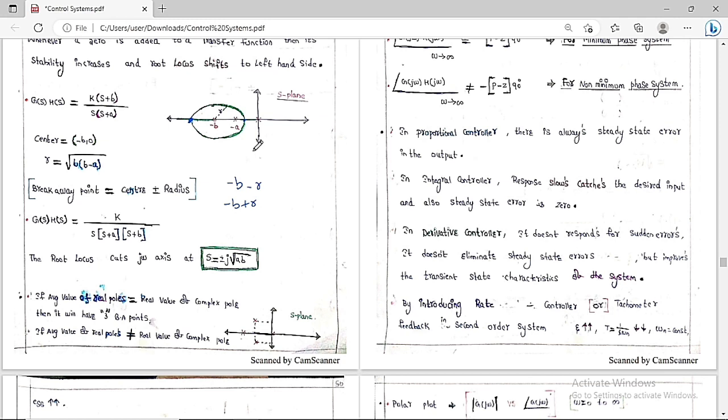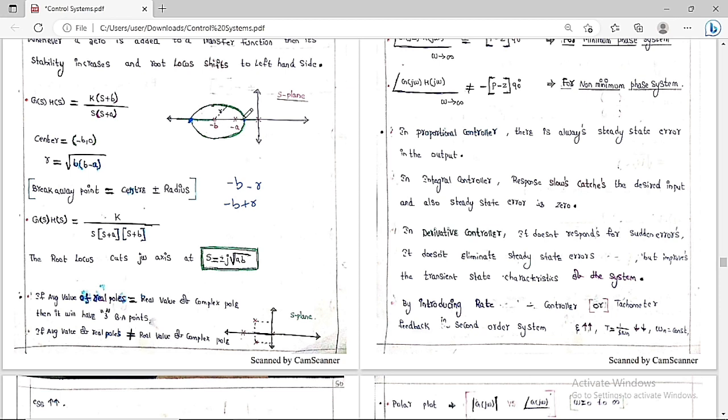So always remember, if the open loop transfer function is equal to k into s plus b by s into s plus a, then we are going to get a root locus in a circle shape with the center minus b comma 0 and the radius equal to root over b into b minus a. Whereas the breakaway points are center plus or minus radius, meaning minus b minus r and minus b plus r. So like this we are going to get. Minus b minus r means we get this point, minus b plus r means we get this point.